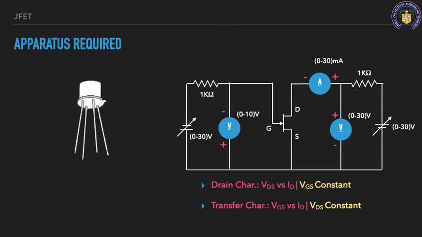Keep the projection facing you. So the first pin will be source, then drain and gate. Okay, the last one will be the substrate. So when you are inserting the JFET in the breadboard, you can fold the substrate and insert the JFET in the breadboard. Now we will move on to the breadboard connection.